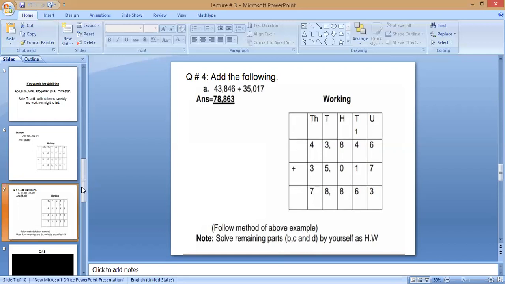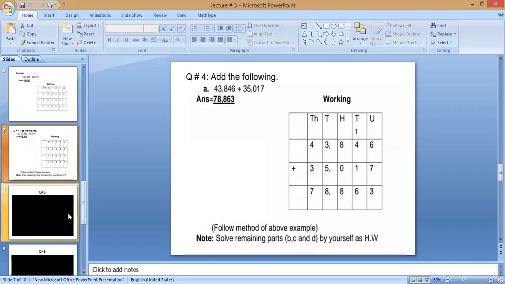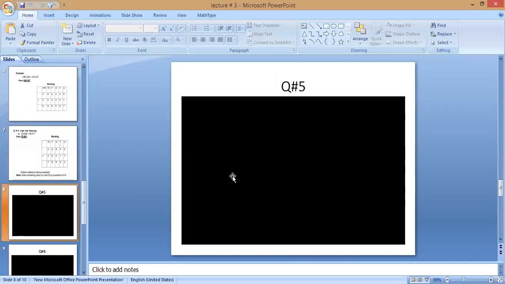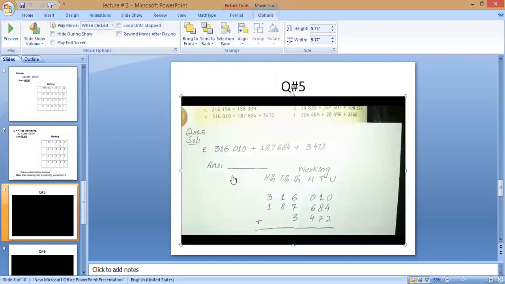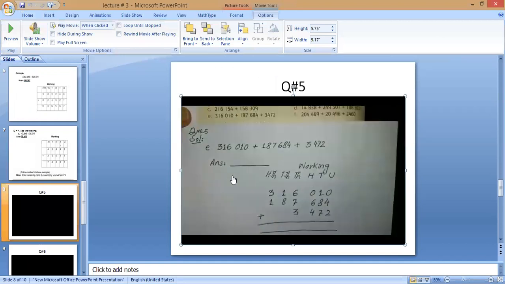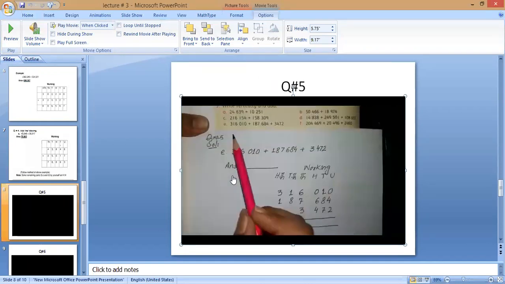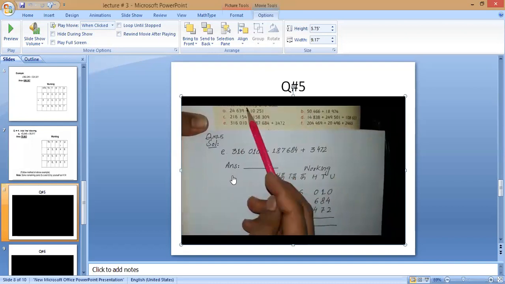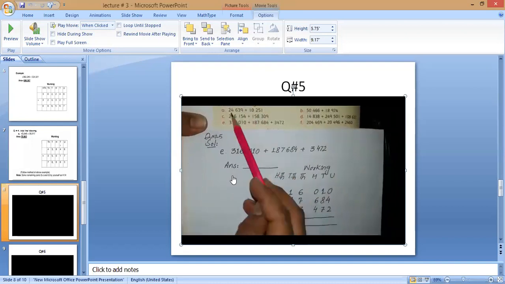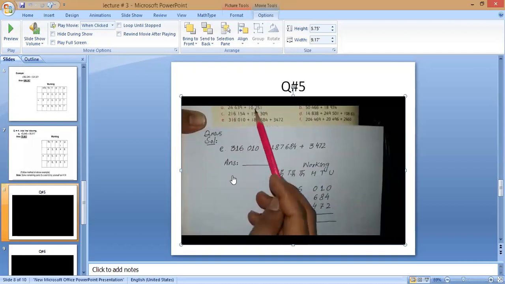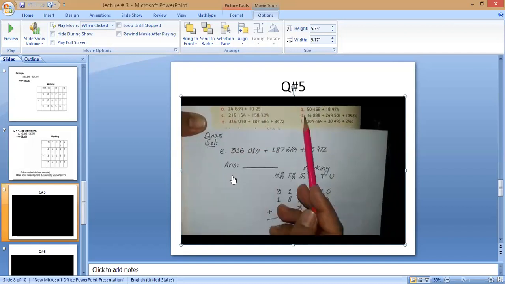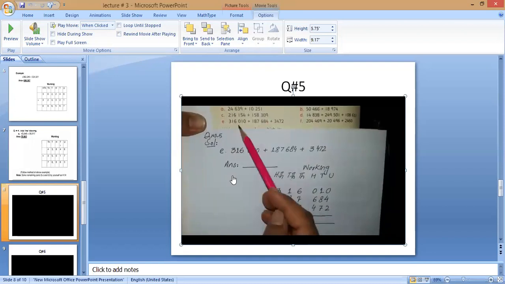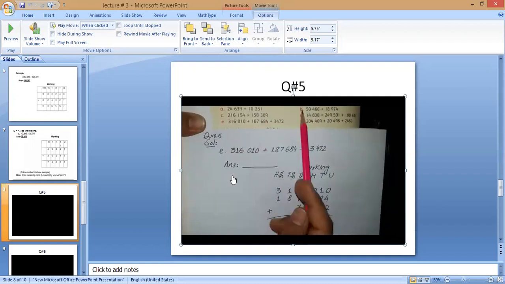Now come to the next question. Question number 5 is from your Countdown book, page 10. Write vertically and add. What do you know about vertically? Vertically means you will write the first value up and the second one down. You have 6 parts here. I will solve the even part for you. The remaining parts you will solve by yourself.